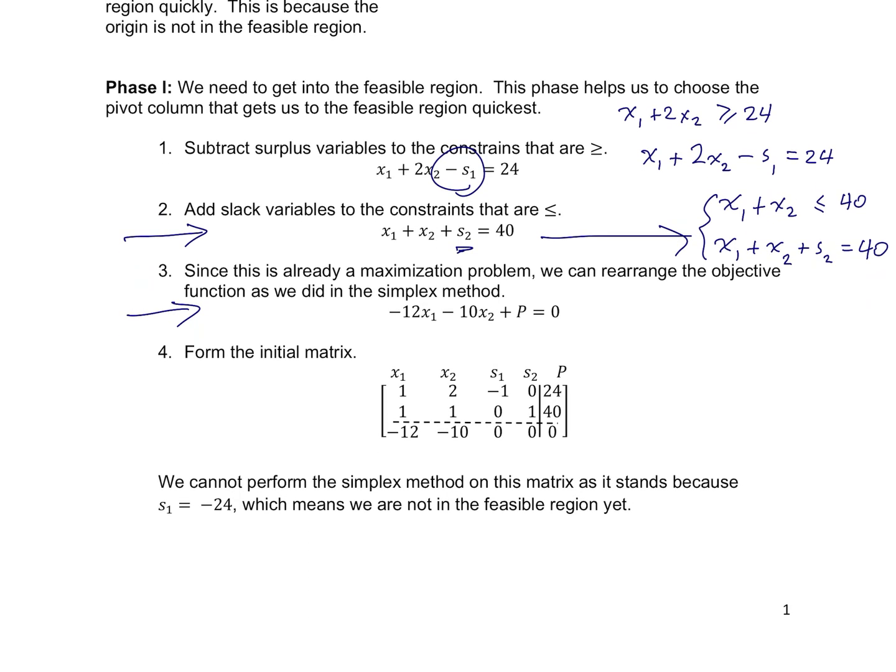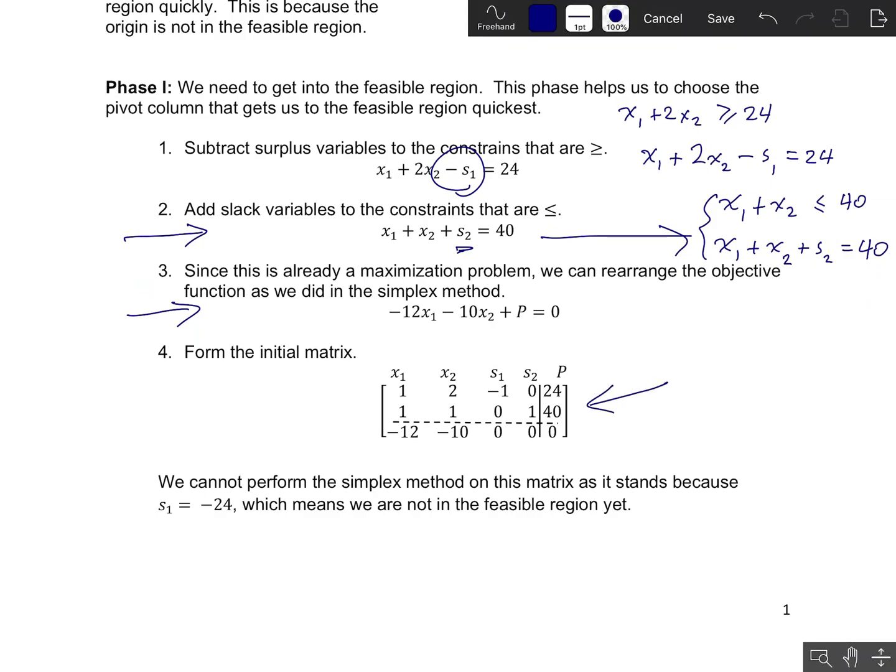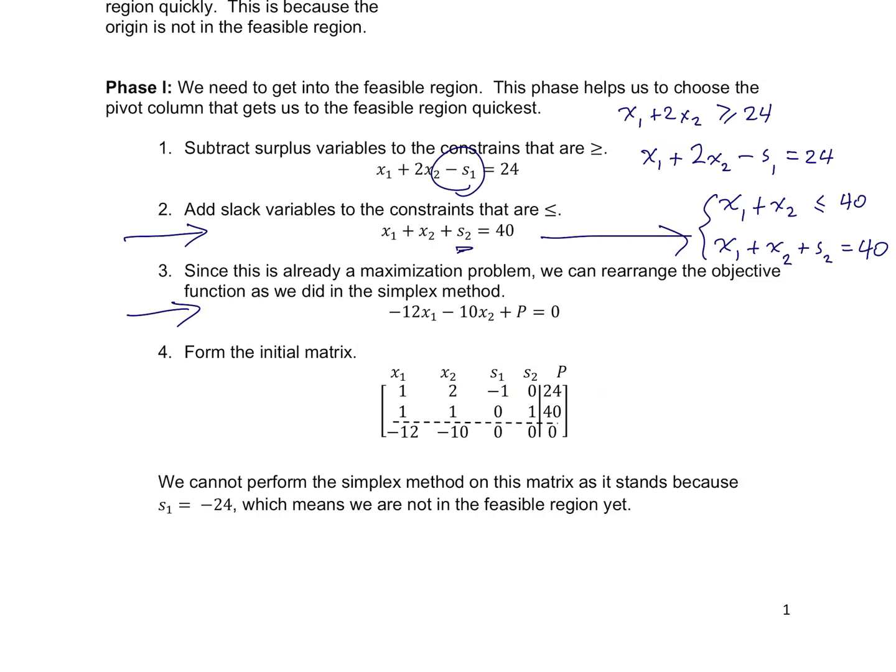And then we can form the initial matrix. The corresponding matrix would look like this. This is exactly what you would expect from the previous lecture, except that this time notice that we have a surplus variable. And that surplus variable, that S1, is going to have a -1 coefficient. And the way that we're going to decide whether we've made it to the feasible region is we need to see whether any of our variables have negative values.